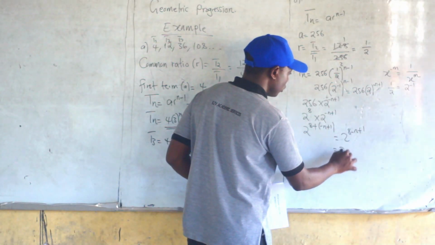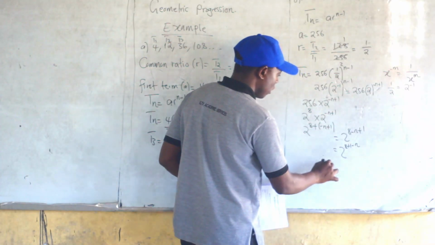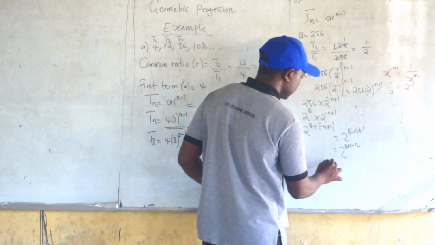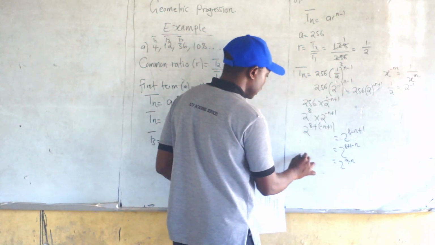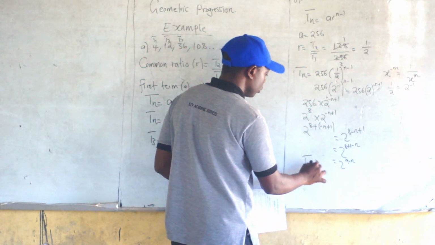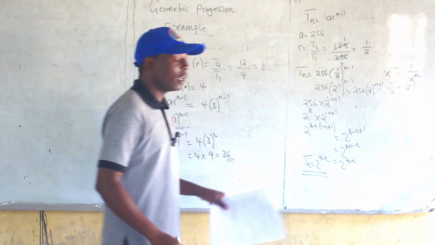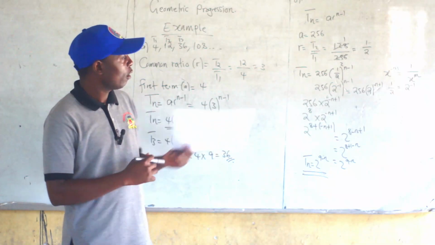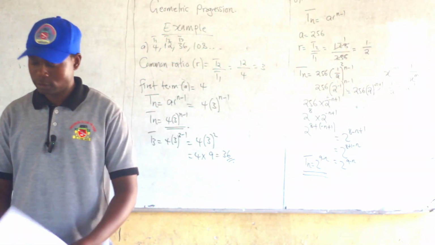So here what we have is 2 to the power 8 plus 1 minus n. Okay, so what we get there is 2 to the power 9 minus n, implying that Tn is equal to 2 to the power 9 minus n. So this is the formula for finding the nth term of a GP for that example there. Is that okay? Yes.